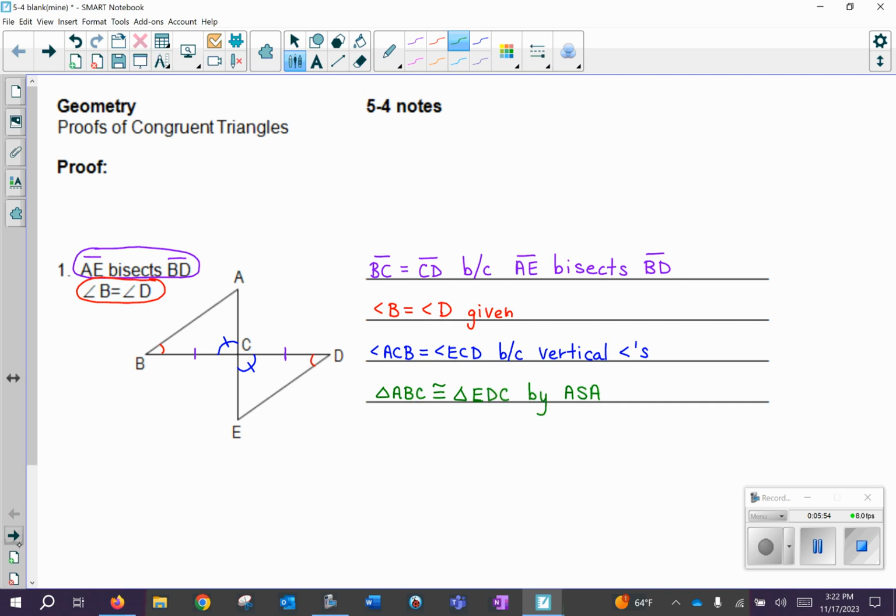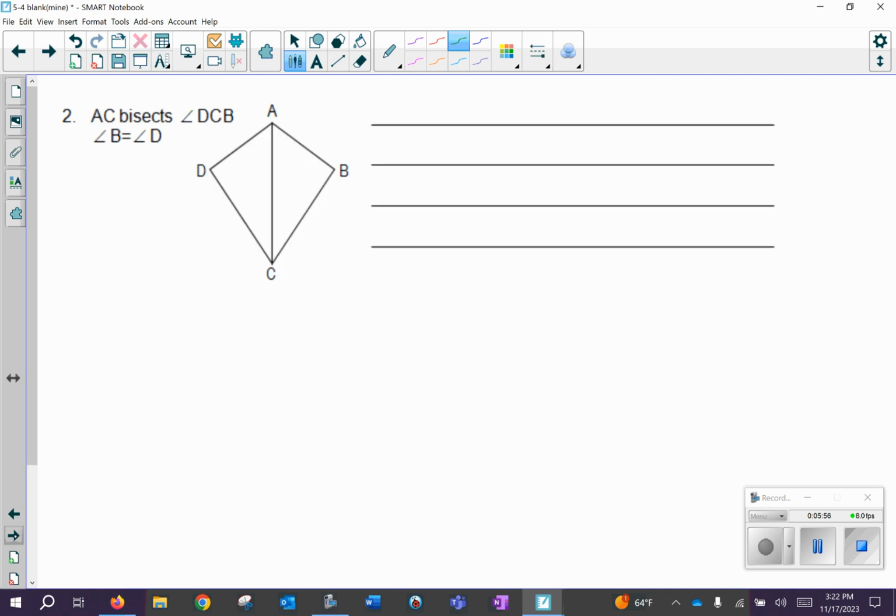All right, so we're just going to keep practicing these. Here's the next one. Segment AC is cutting through an angle. It better be angles that are equal then. Here's AC cutting through DCB. So therefore, you're saying that this angle and this angle are congruent. This angle here is called angle ACD.